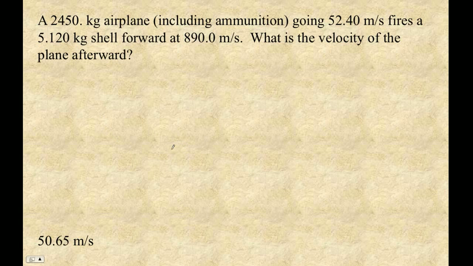Okay, this is the airplane problem, right? Highly accurate here. There's the mass of the airplane, which is a very, very lightweight airplane, and it's going extremely slowly, but it fires this shell forward at 890 meters per second, right? So here's the airplane before, flying along.